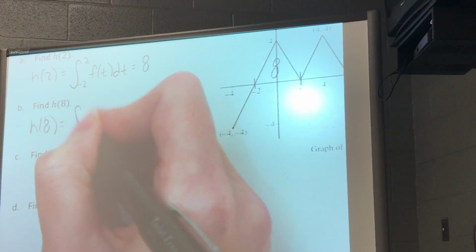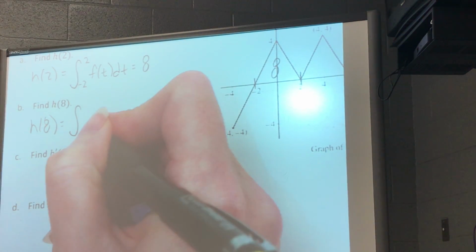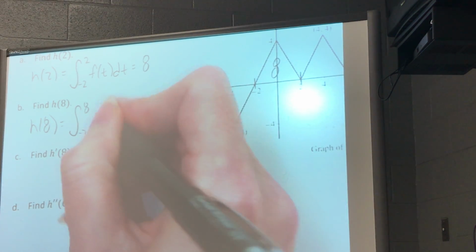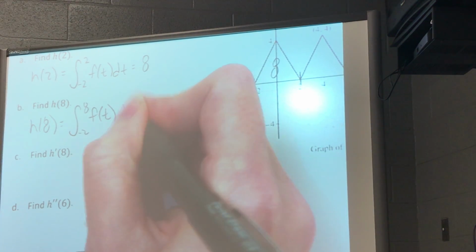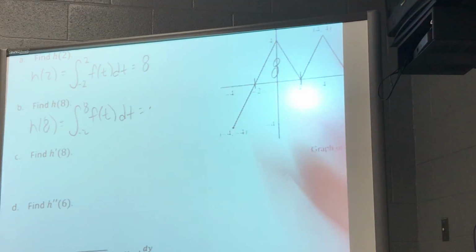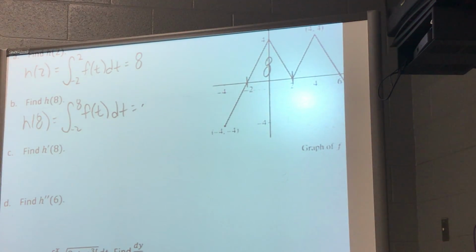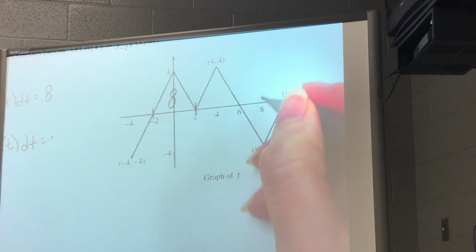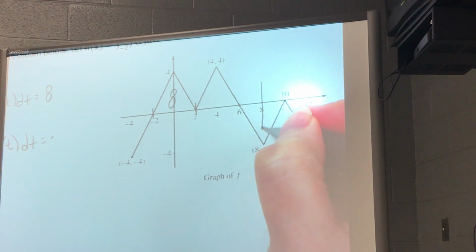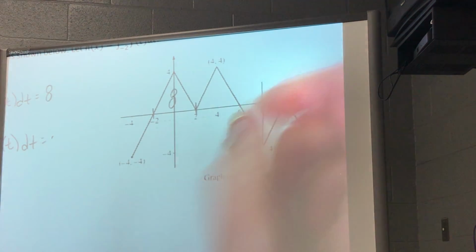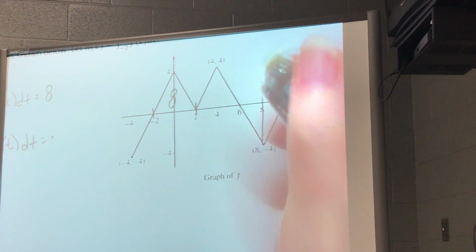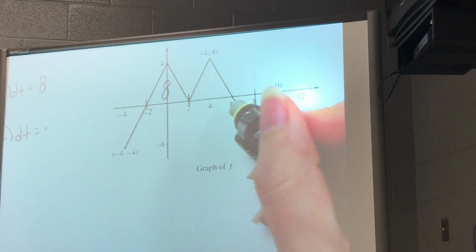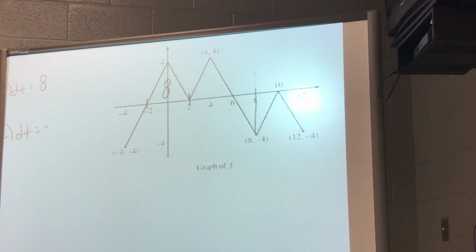So same thing, we're going to do the integral from -2 to 8 of f of t dt, which is adding areas. We want to go all the way to 8 though. Now one thing I noticed about this from 6 to 8 is that it's below the x-axis. So what do we do for those areas? They're negative, or you subtract them.